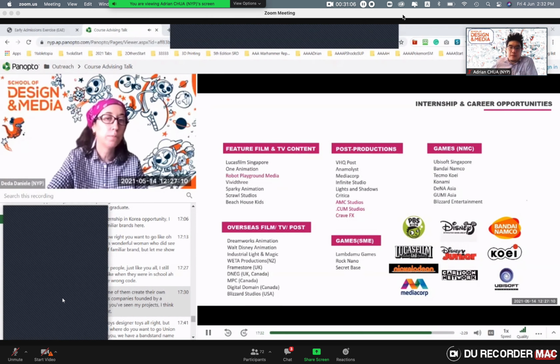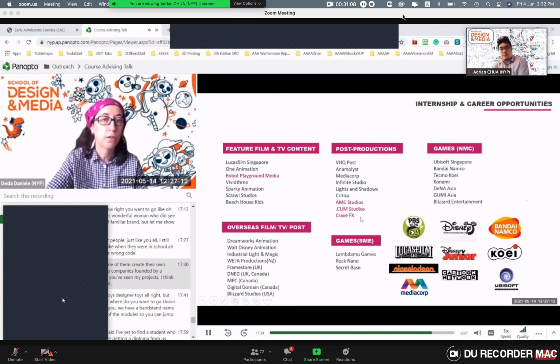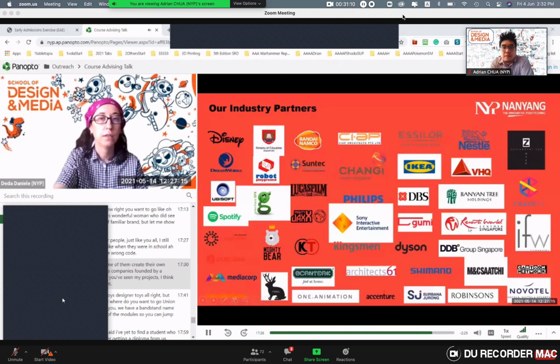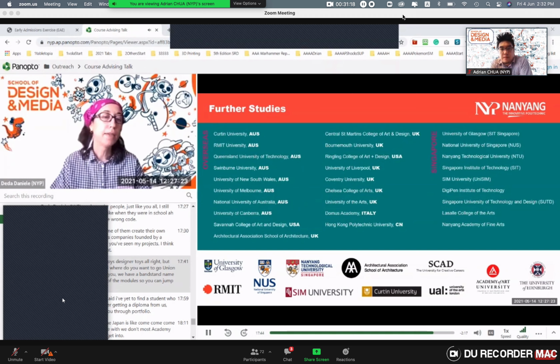Some of them create their own companies. The ones in pink are companies founded by alumni. And especially if you see Mighty Jacks, I think he became a millionaire overnight by making designer toys. But before you go and work, you want to go to uni.